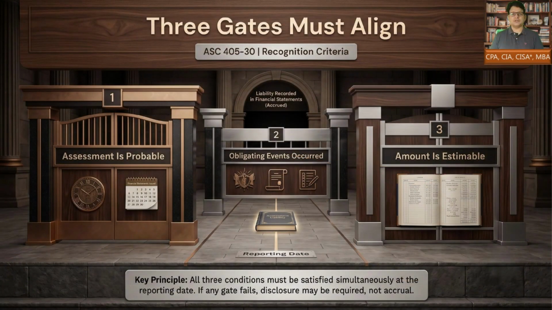For an insurance related assessment liability, three gates must align at the reporting date. First, the assessment must be probable before the financial statements are issued or available to be issued. Second, the obligating event must have occurred on or before the reporting date. Third, the amount must be reasonably estimable using available rate and base information. If even one gate fails, recognition is not ready. A probable assessment that cannot be reasonably estimated may need disclosure, but it should not be forced into an accrual.